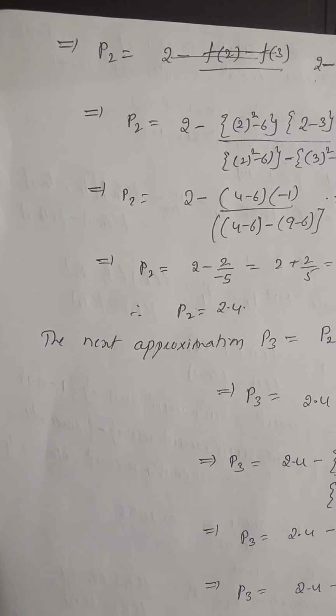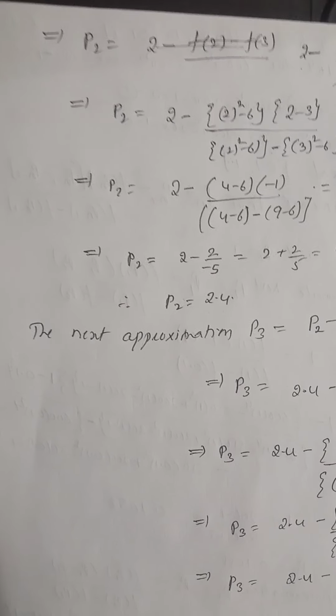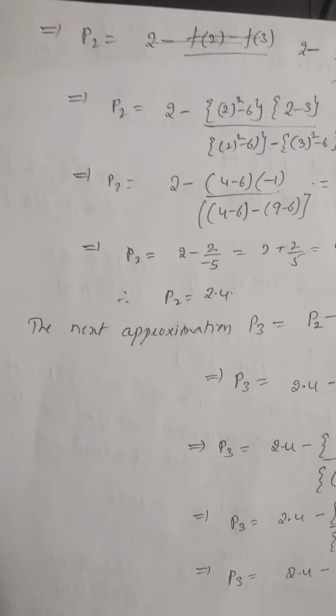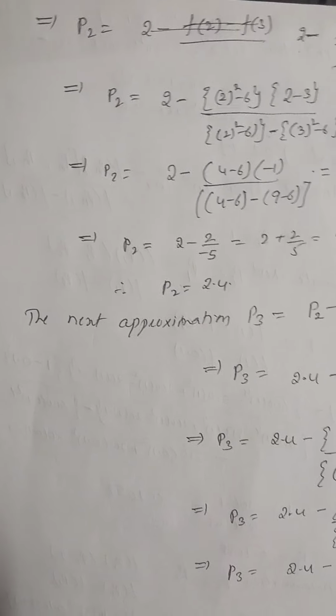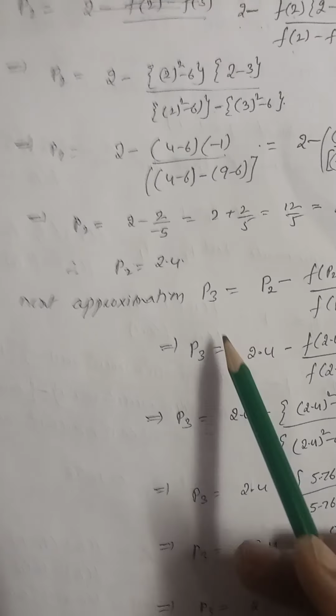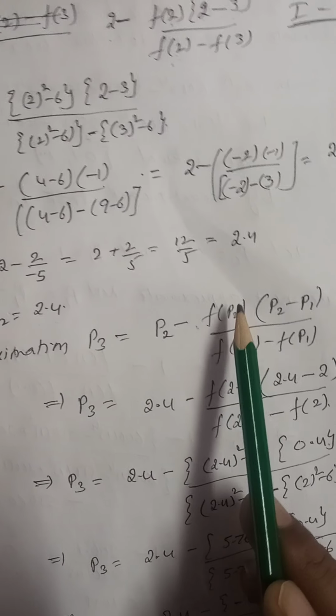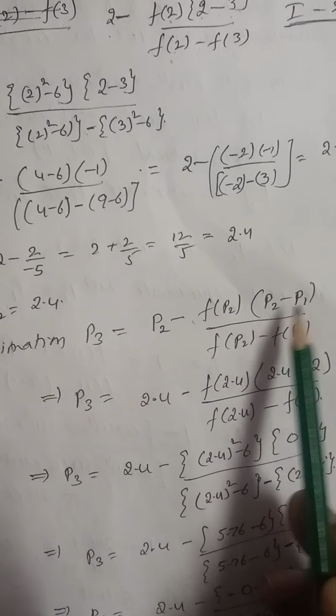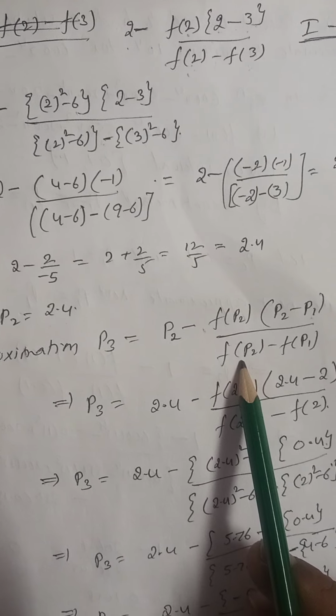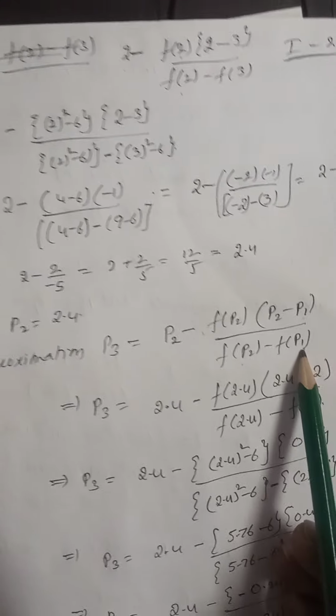After getting the next approximation p2, we need to find a better approximation. The better approximation is given by p3 only. What is the p3 formula? p3 is equal to p2 minus f of p2 into p2 minus p1 by f of p2 minus f of p1.